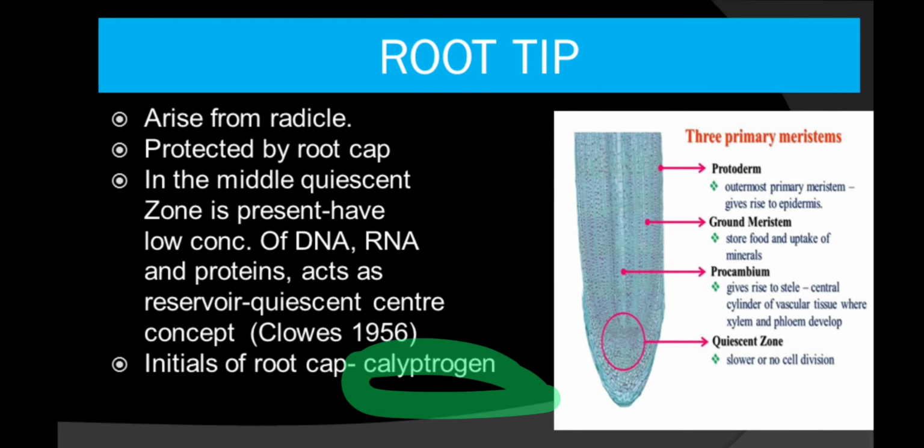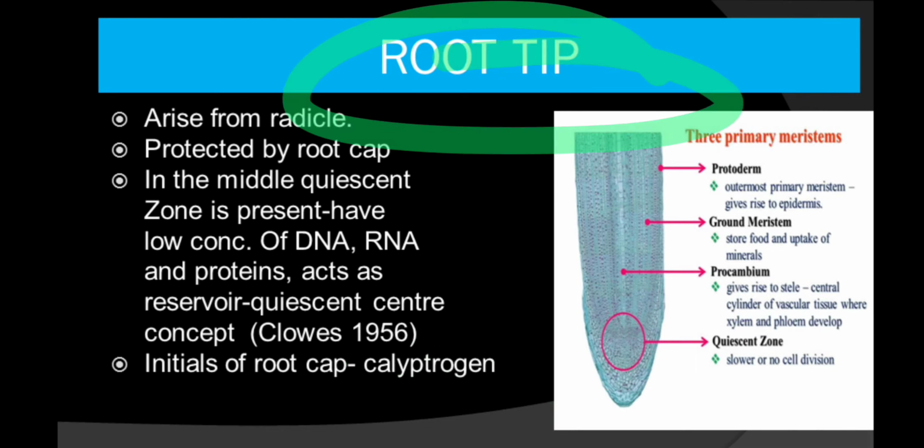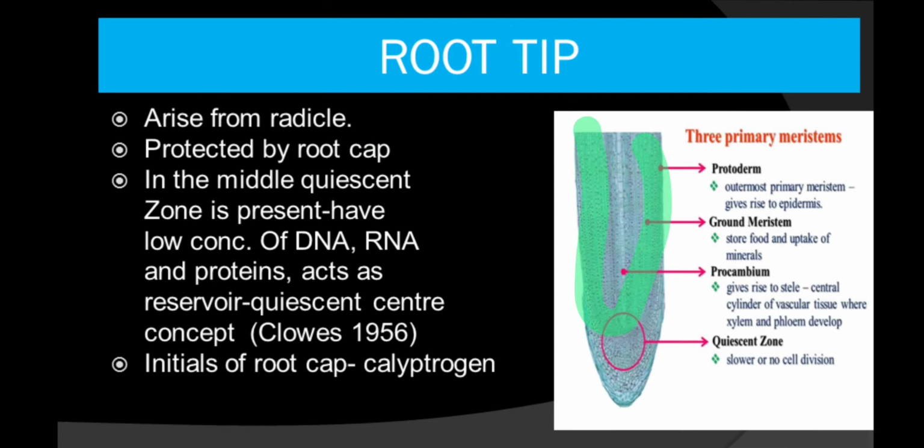You know that the root tip is derived from the radicle part, and the root tip is protected by the root cap. The root cap is formed from the calyptrogen cells, and in the center you will see one zone that is known as the quiescent zone. Here the cells are inactive. They contain a low concentration of DNA, RNA, and proteins. This quiescent center acts as a reservoir of cells and becomes active whenever they are needed, or whenever the other cells become damaged due to some problems. So this is about the root tip.